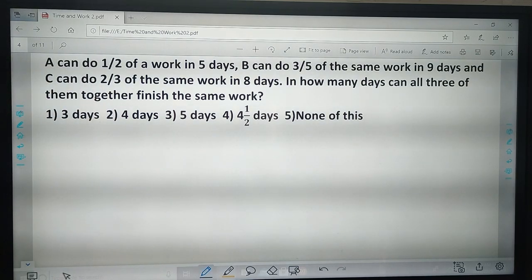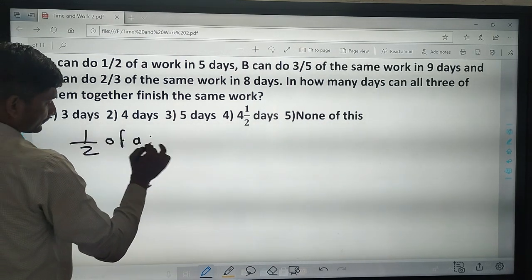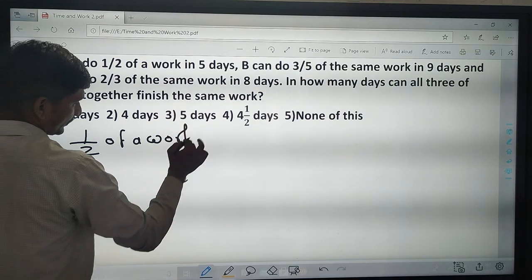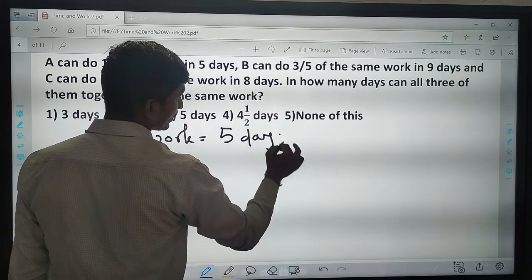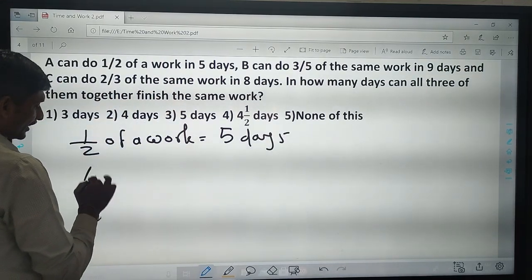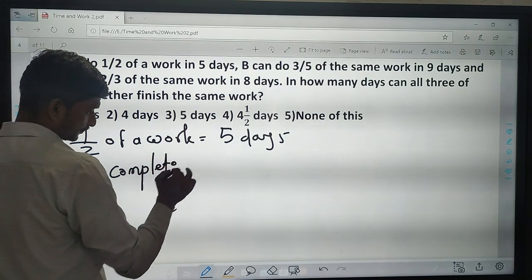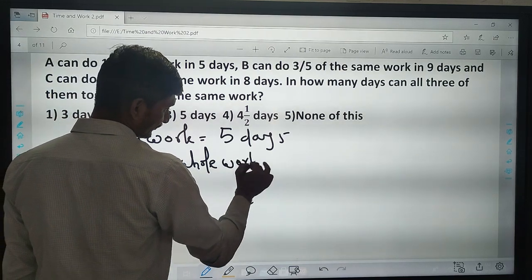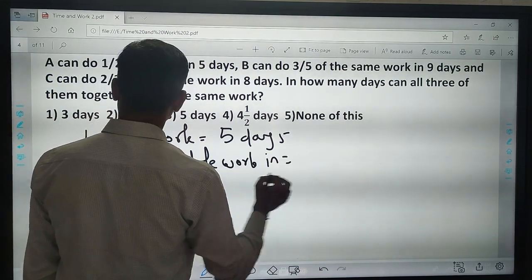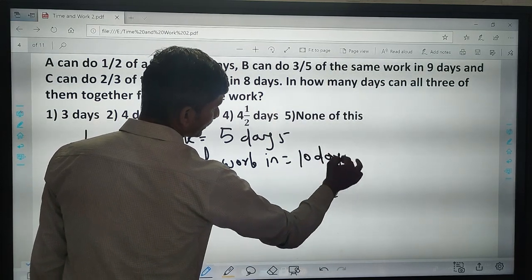Here A can do 1/2 of the work in 5 days. Then A completes the whole work in 10 days.